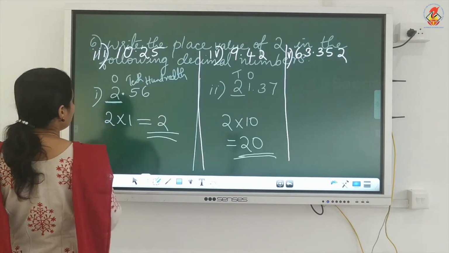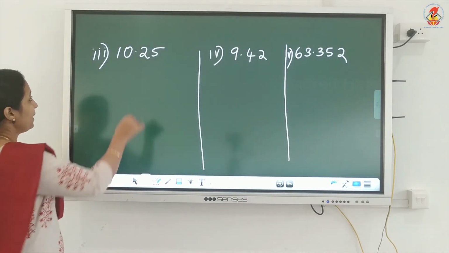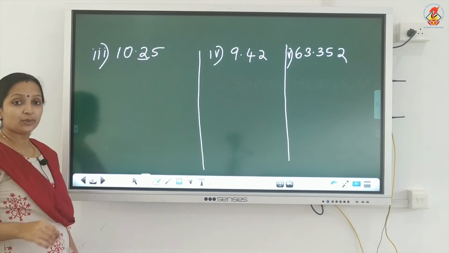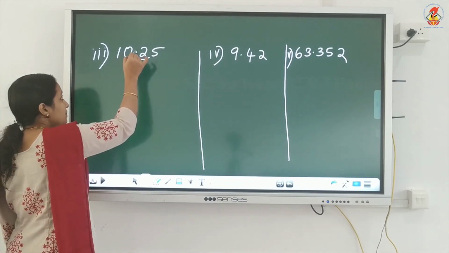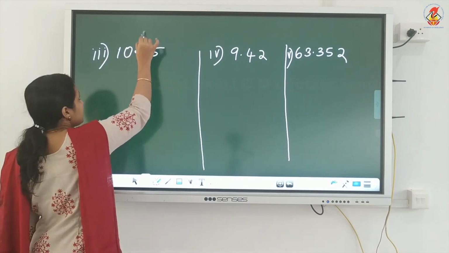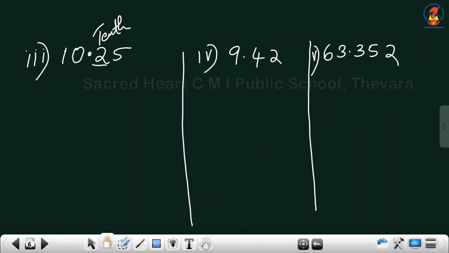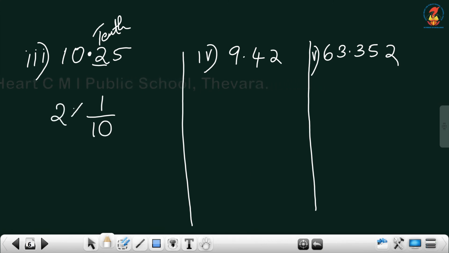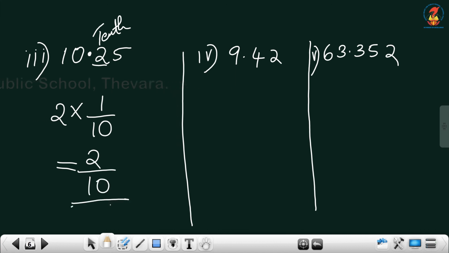Okay children. Now move to the next question. What is the place value of 2 here? Here 2 is standing in which place? After the decimal point, the first place is 10th. How will we represent 10th? 1 by 10. If you are finding the place value of 2, multiply 2 into 1 by 10. What is the answer? 2 by 10. What is the place value of 2 in this number? 2 by 10.